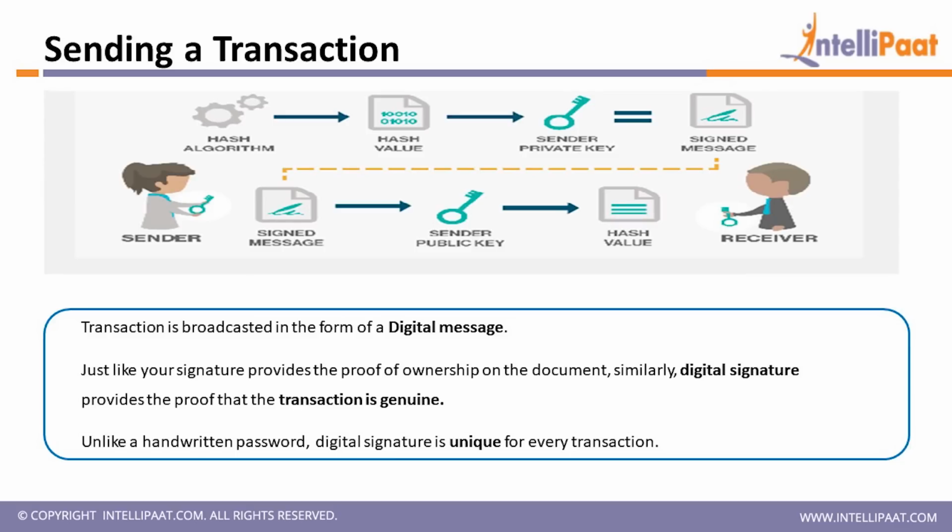Unlike a handwritten password, a digital signature is unique for every transaction. So what it means, actually, is that whenever you are sending information, the transaction details are hashed using your private key, and these are treated as a signed message authorized by you and sent over the network. The recipient knows your public key, gets your message, uses your public key, and decrypts it to get the hash value of the data information sent over the network.